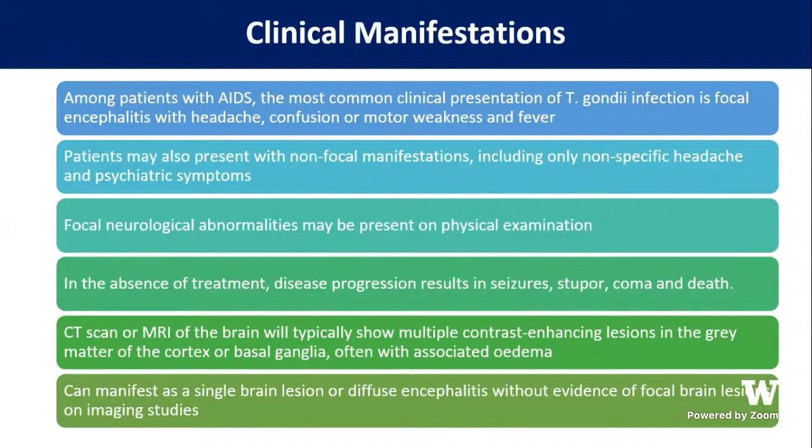The classical diagnostic test for toxoplasmosis is a CT scan or an MRI of the brain, which will typically show multiple contrast enhancing lesions in the gray matter of the cortex or the basal ganglia, often with some perilesional edema. Sometimes single lesions can be seen, but these lesions are very classical and can be easily differentiated between tuberculoma and toxoplasmosis by your trained radiologist. Next slide.